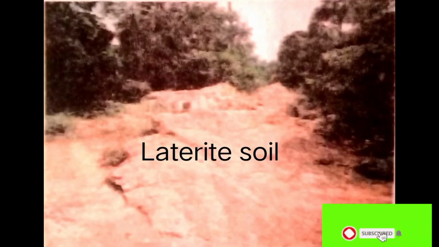Next, we can see laterite soil. Laterite has been derived from the Latin word later, which means brick. The laterite soil develops under tropical and subtropical climate with alternate wet and dry season. This soil is the result of intense leaching due to heavy rain.